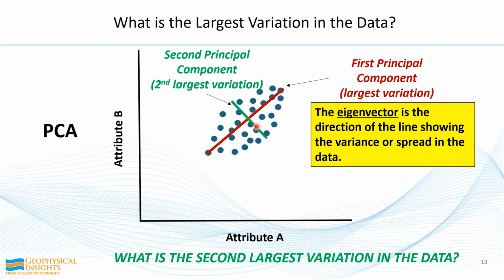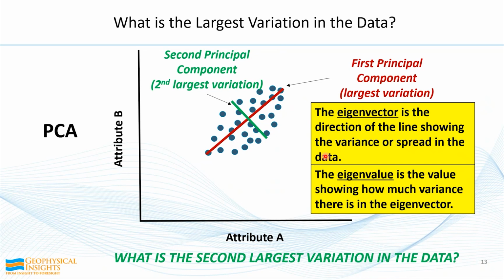So what we have here now is the eigenvector. That's showing the direction of the line that shows this variance in the data, or the spread in values that's in the data. And the eigenvalue is a number that gives you a quantitative measure of what that variance is.